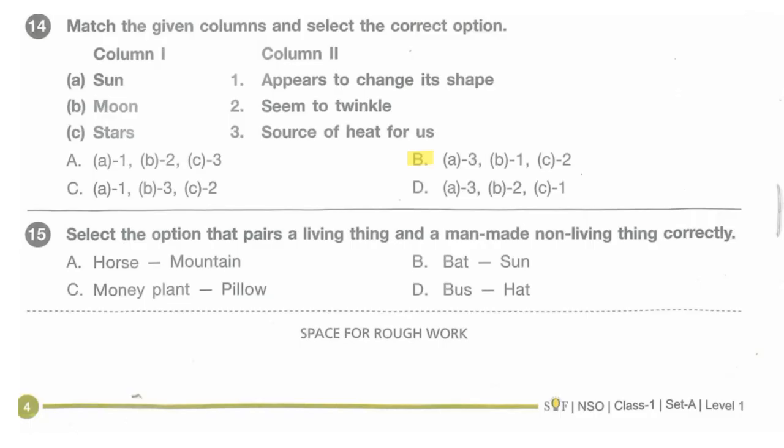Let's move on to the next question, question number 15. Select the option that pairs a living thing and a man-made non-living thing correctly. Option A says horse, mountain; B says bat, sun; C says money plant, pillow; and D says bus, hat.